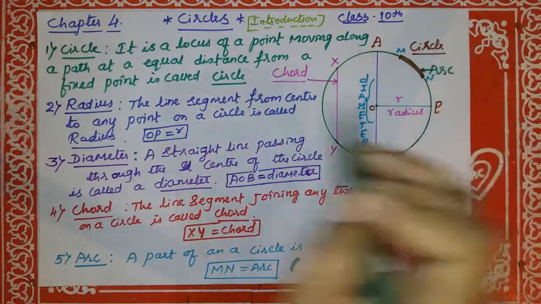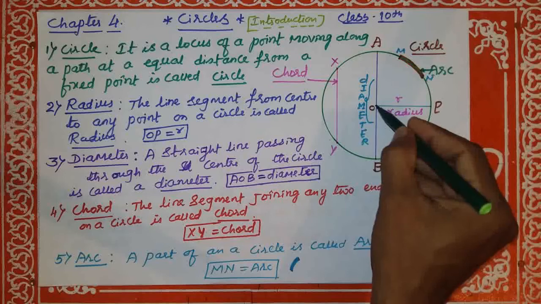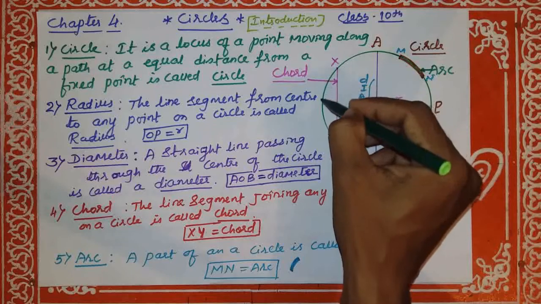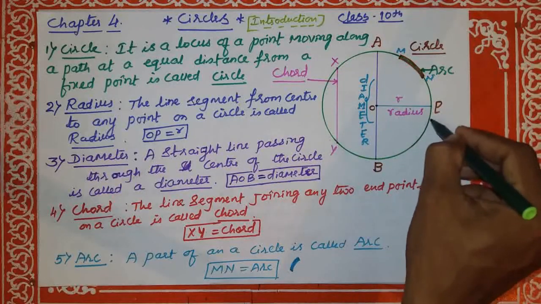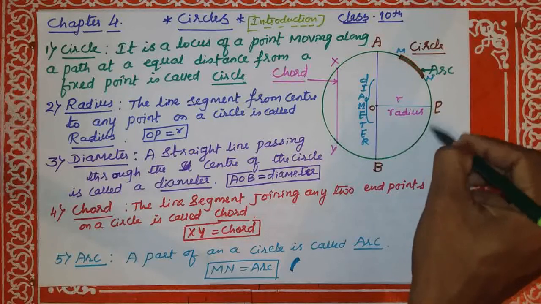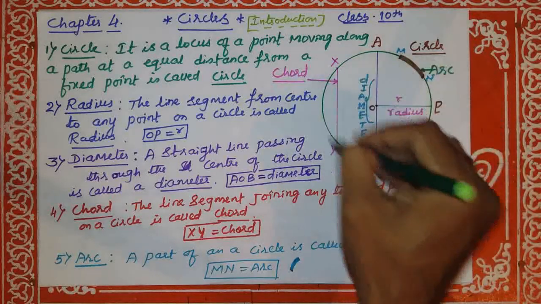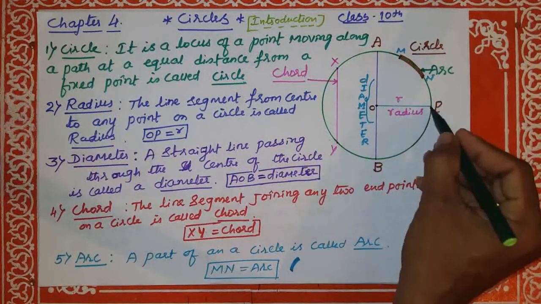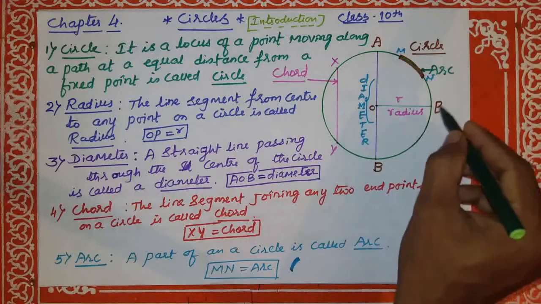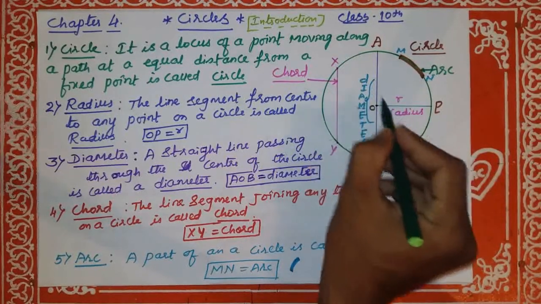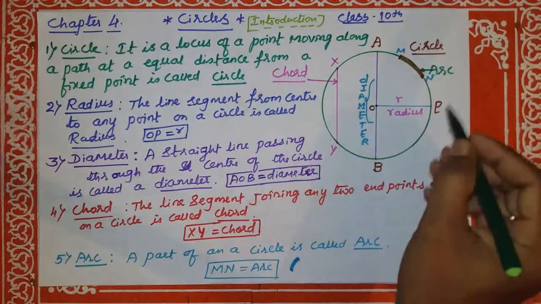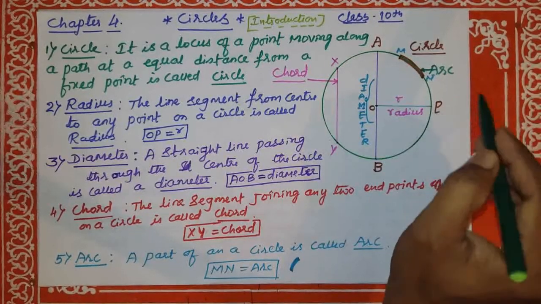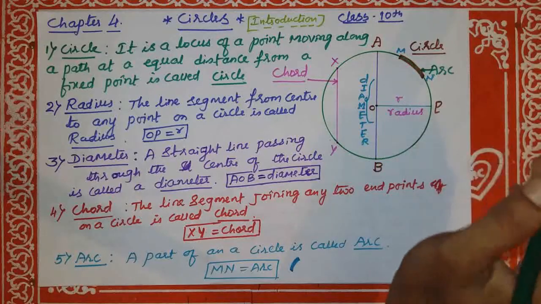First one, circle. What is meant by circle? It is a locus of a point moving along a path at an equal distance, which is equal to the radius, from a fixed point. That is called a circle. Second one, radius. The line segment from the center to any point on a circle is called radius. Here OP is equal to the radius.